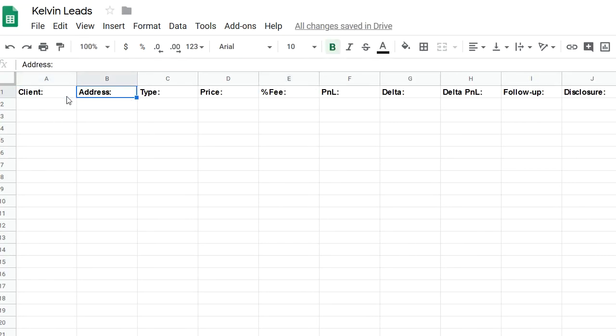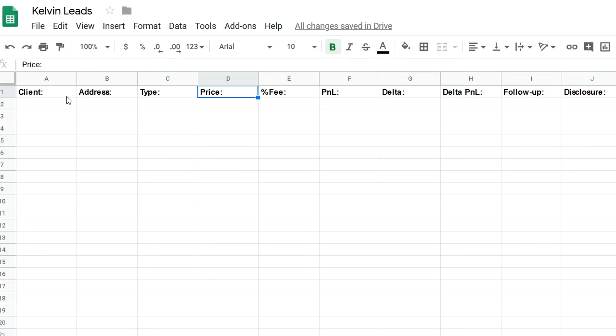This is just an example of a setup. Again, you can title these however you wish and however it suits you, but just to give you an example to work off of, this would be the client name, the address. So if it is a listing, it's obviously the listing address. If it is a buyer and they are in contract or have an accepted offer, this would be the address of the property. Type, so this you can have buyer, seller, or renter, or landlord.